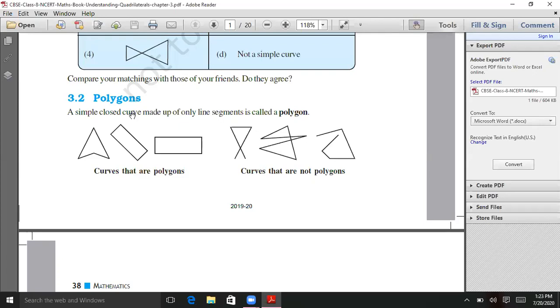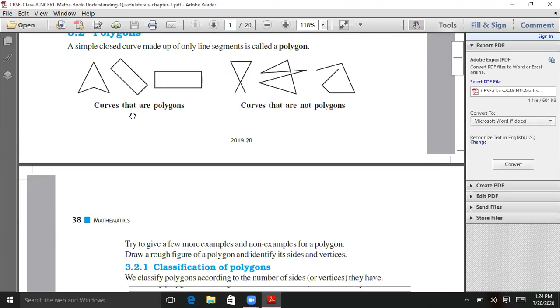The first one is an example of curves that are polygons and the second one is of curves that are not polygons. You can see here these are not made up of just line segments. A proper closed figure of line segments is not forming, not a closed curve made up of line segments. You can see the figures on the right side. So these are not polygons. The figures on the left side are polygons. These are closed figures and only made up of line segments, right?